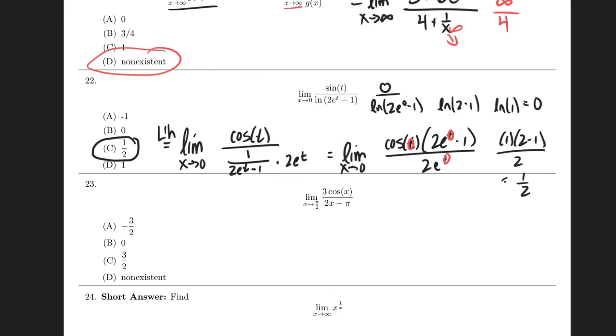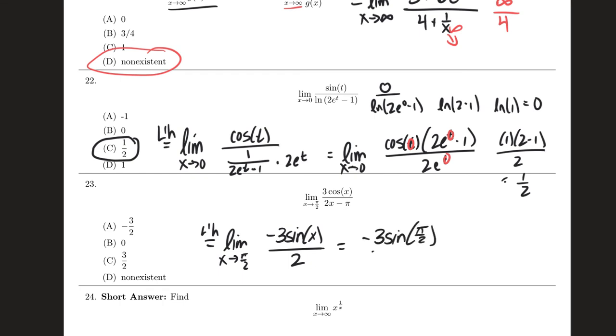All right, cosine of pi over 2 is 0. 2 times pi over 2 minus pi is 0. So again, big surprise, you have to do L'Hopital's rule. 3 cosine of x is going to turn into negative 3 sine of x. The denominator is just going to turn into 2. Again, remember the derivative of pi is just 0 because pi is a constant. And then I plug in pi over 2. Sine of pi over 2 is 1, so I get negative 3 halves.